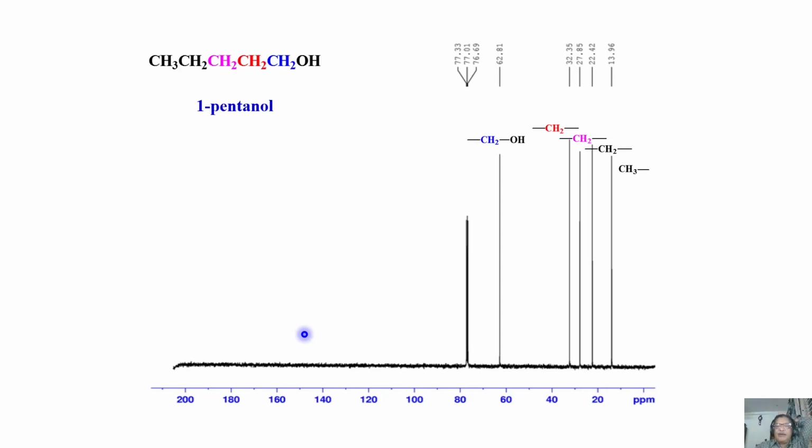Similarly, for a molecule like this, we have 1, 2, 3, 4, 5 carbons. 5 different peaks are easily identified. CH3, CH2, CH2, CH2, OH. I know it comes downfield. Now, among the 3 CH2 groups here, which is which? How to identify that? Which CH2 is this? How did I make this assignment? We will come to that.